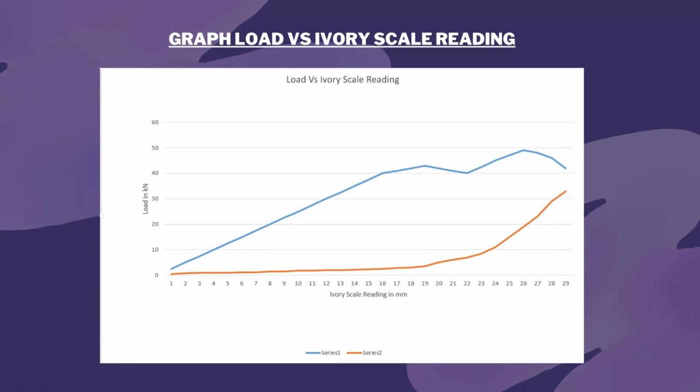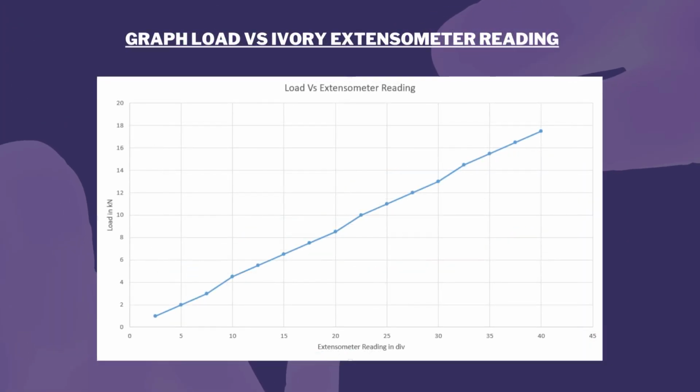This is the graph from the data that we get. The graph is load versus ivory scale reading. The second graph is load versus extensometer reading. The graph looks like this.